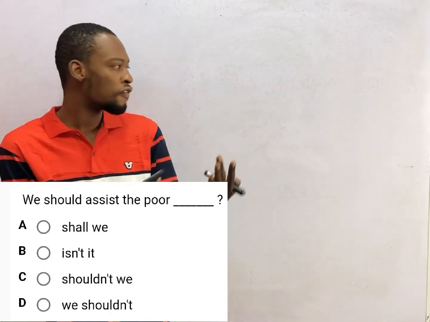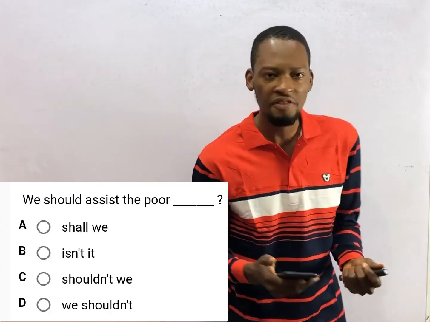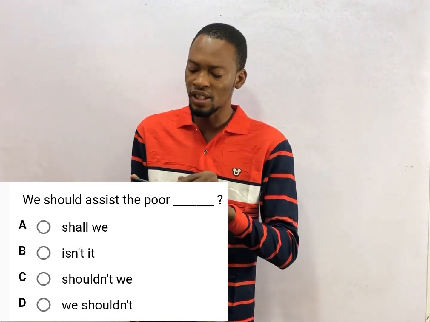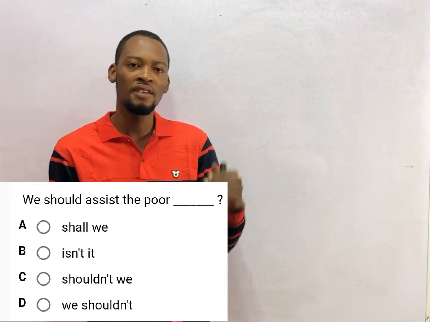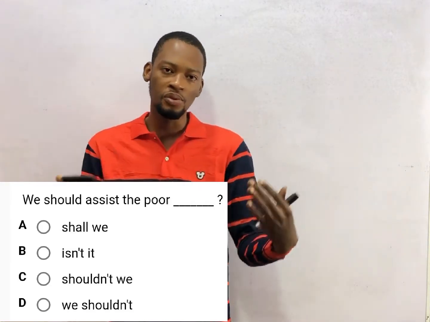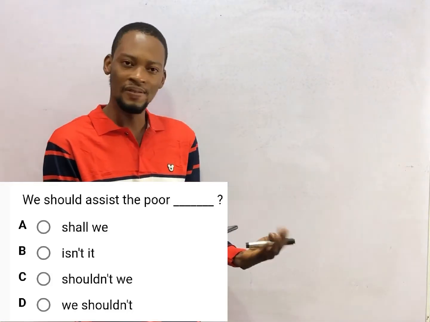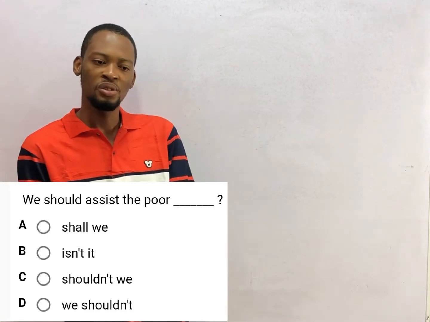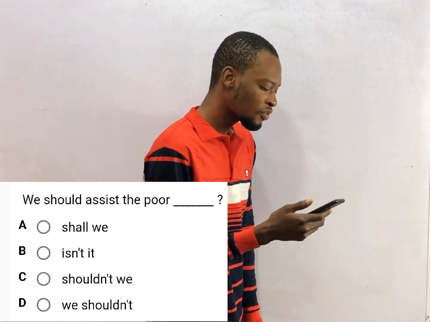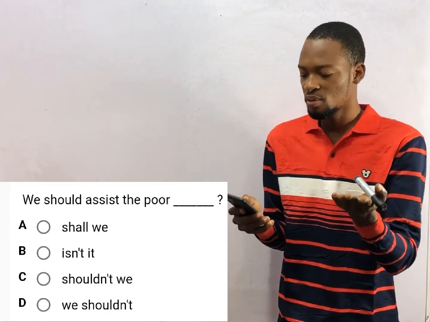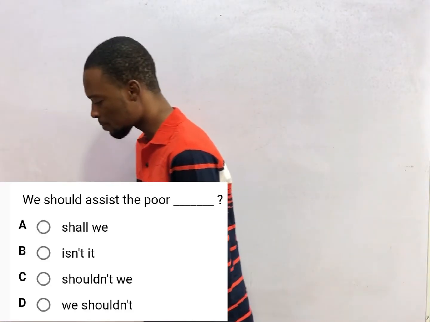Then this is under question tag. We should assist the poor. The rule of question tag is simple. When you have a positive statement, you simply use a negative question tag. Since the statement is positive, should, the question tag should simply have shouldn't, which is the negative form of should. If the statement is can, the question tag should be can't. If the statement is negative, like I shouldn't, then the question tag should be should I. That is how it works. We should assist the poor. Question tag, shouldn't we? Making option C the right option.